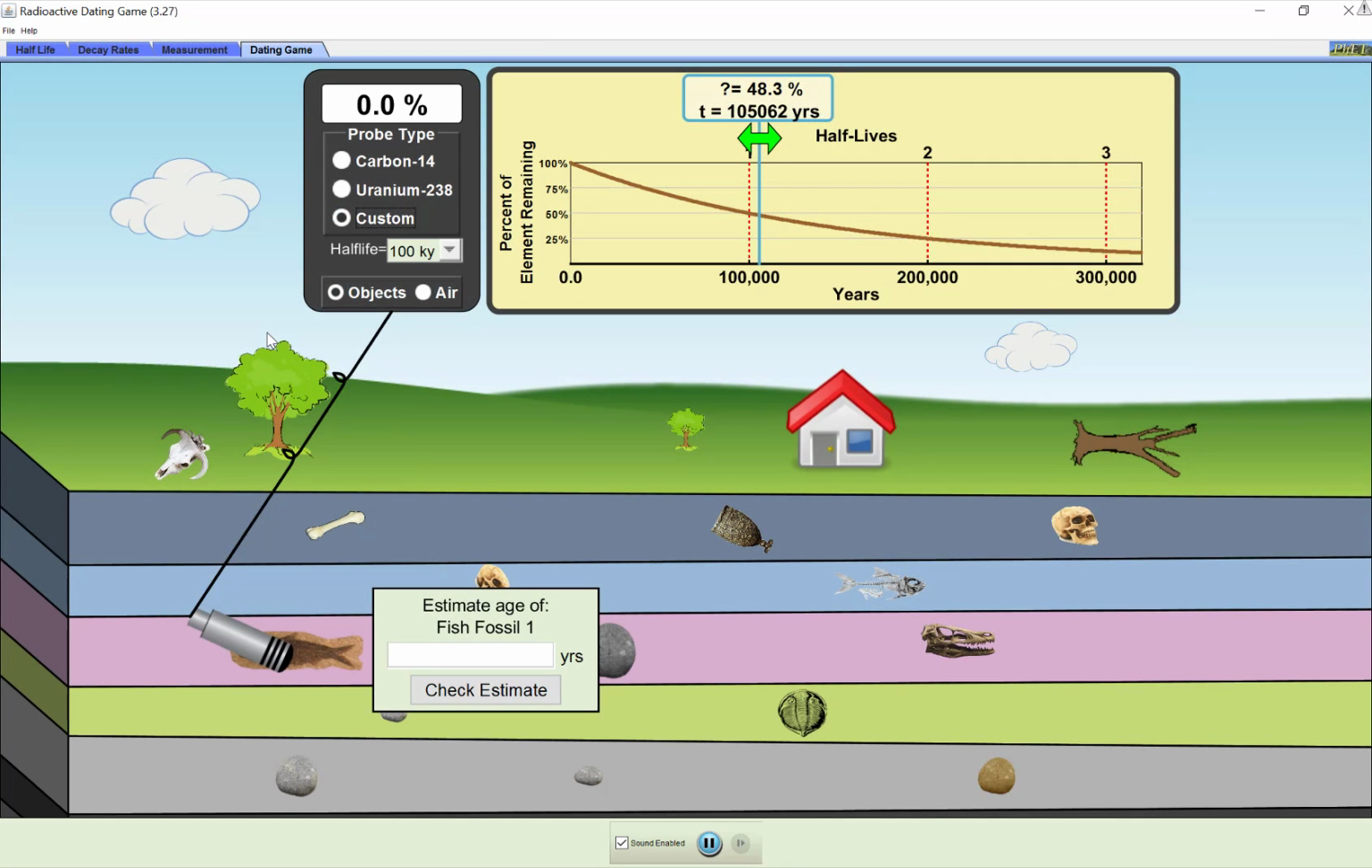Okay. So now if we have a custom, what you're going to actually have to do is choose an appropriate half-life. If you choose too small of a half-life, all of the radioactive material of this custom sample might go away. If you pick too long of one, it may be not enough time for it to have decayed.